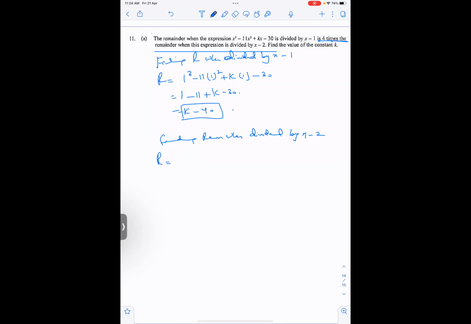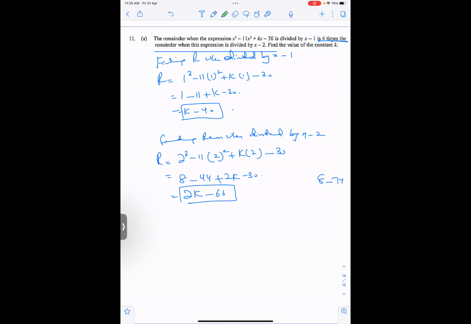We will substitute x equals 2 into the same polynomial. So 2 cube minus 11 times 2 square plus k times 2 minus 30. Simplified, it will become 8 minus 11 into 2 square, so 11 into 4 is 44, plus 2k minus 30. Simplify as much as you can. So 2k, and 8 minus 44 minus 30, so 8 minus 74, which is minus 66. This is it.